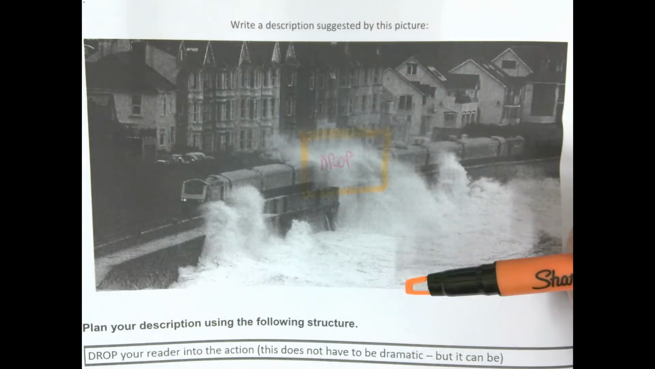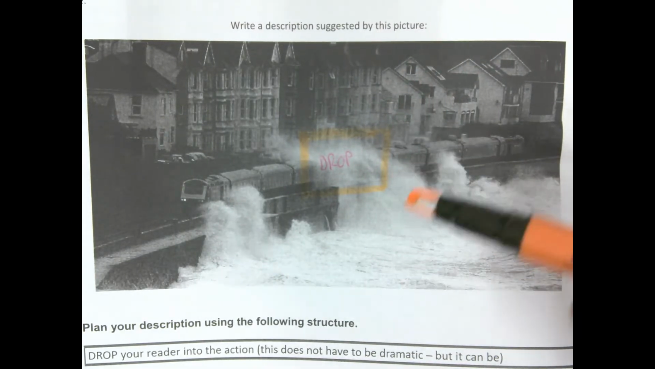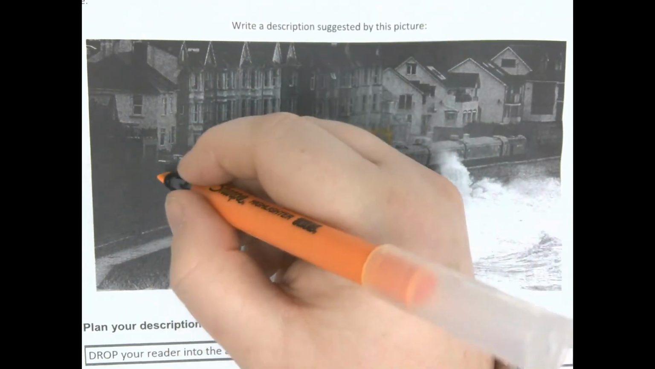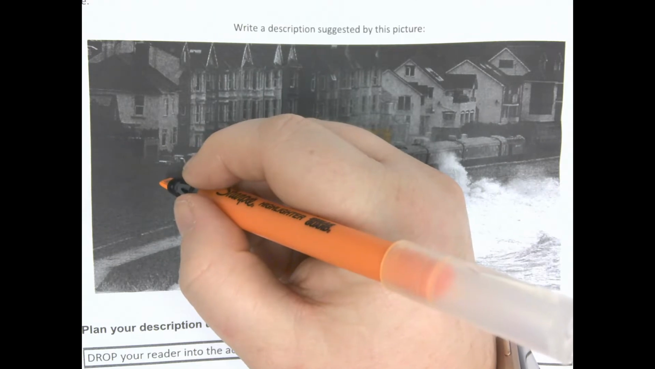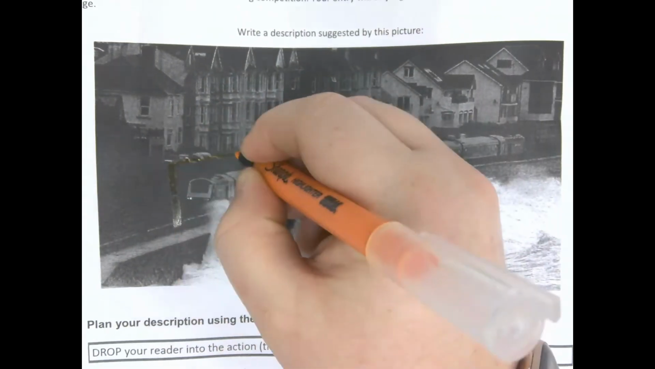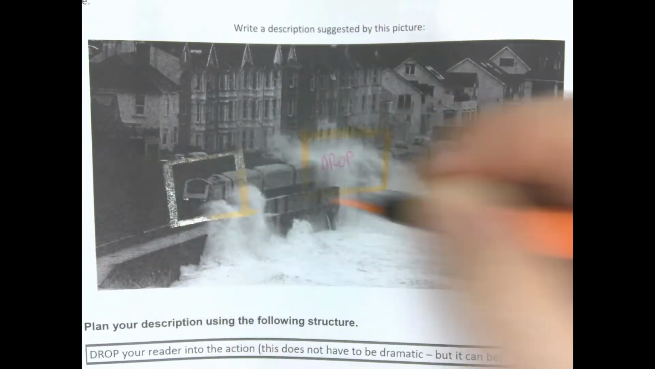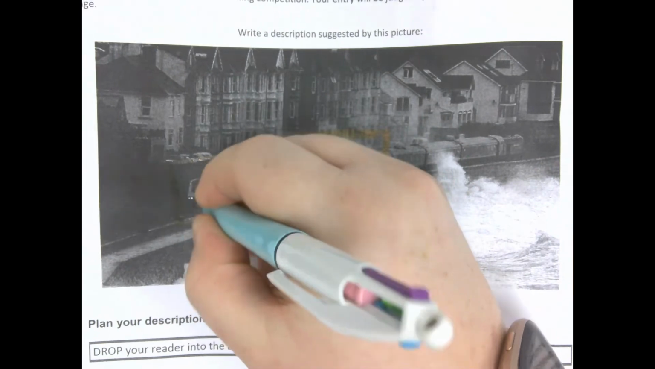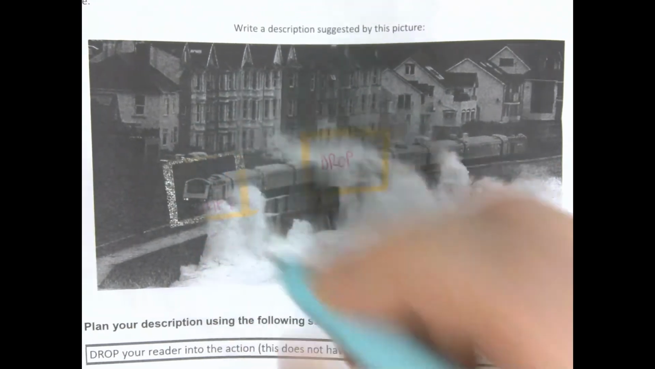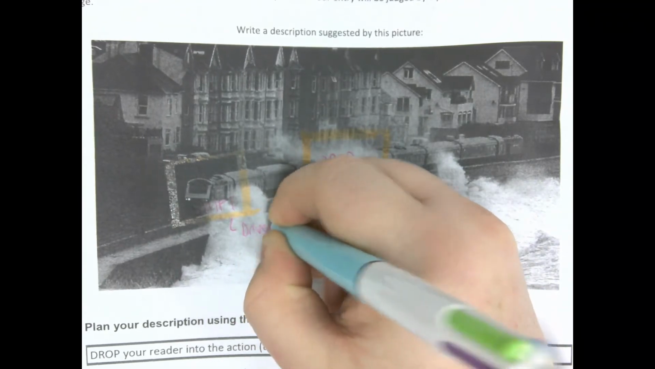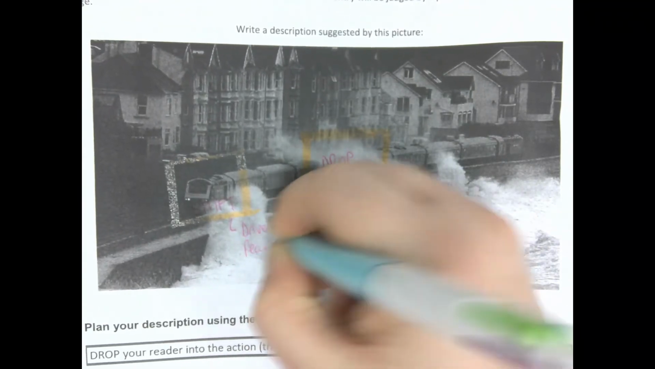You then need to shift to another place or time. If you don't want to use a flashback, you might choose to shift to somewhere different within the picture. And for this picture, I might decide to focus on the driver of the train. So this would be where my shift would be. Now I might choose to annotate this with driver and perhaps that he's afraid.